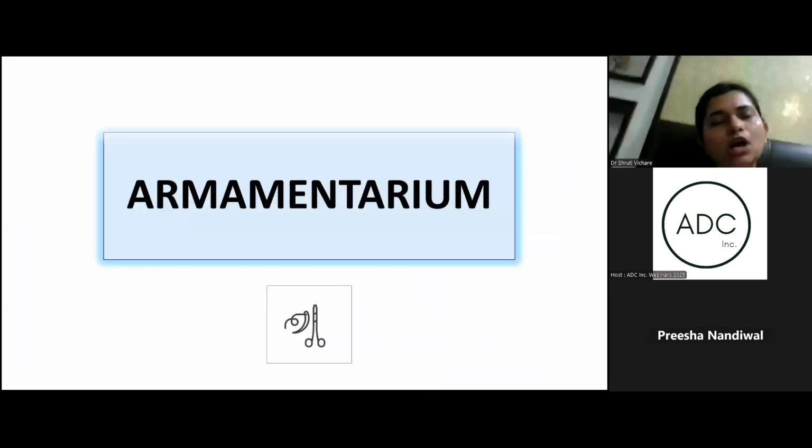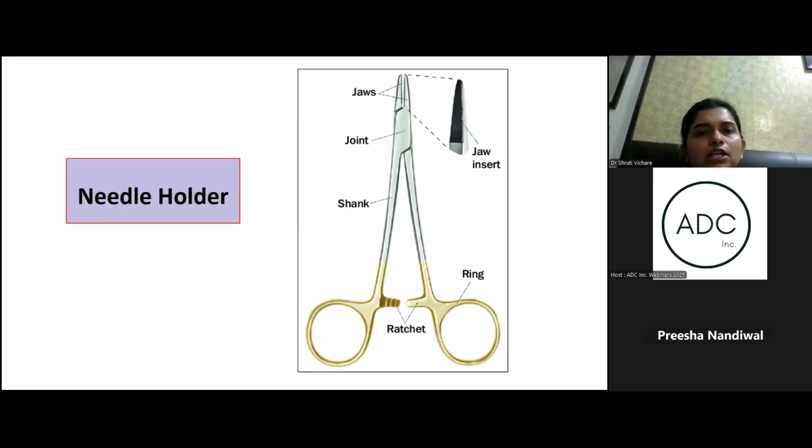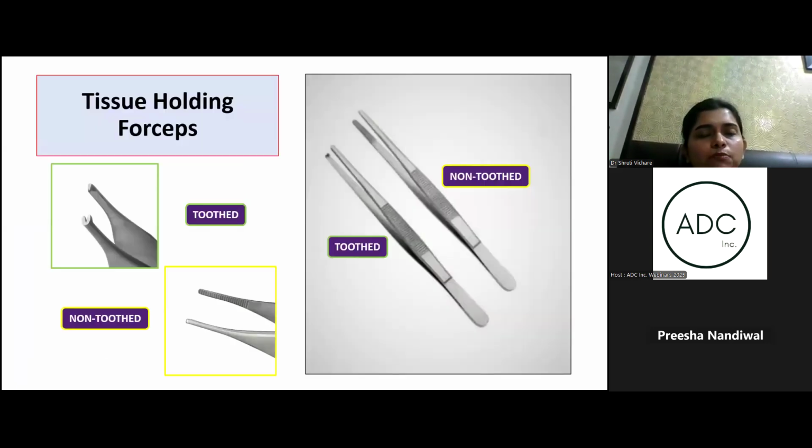Now the armamentarium that is used, again, I'll go through this really very fast. I have to run through the slides. This is the needle holder, which has jaws, a joint, a shank and the ratchet. Again, I won't be able to explain each of these in depth. For tissue holding forceps, we have two varieties, toothed and non-toothed.